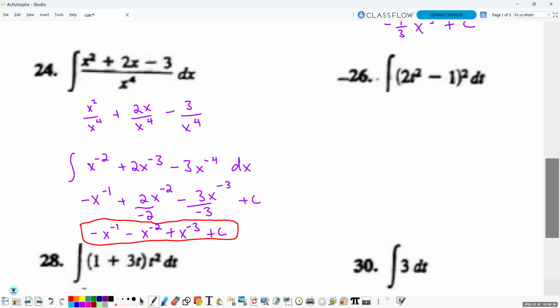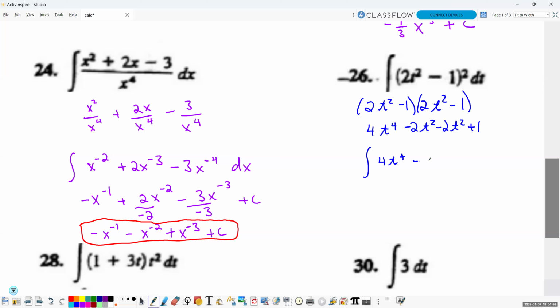All right. For 26, before I take the antiderivative, I'm going to multiply this out. So let's write 2t squared minus 1 times 2t squared minus 1. It's going to become 4t to the 4th minus 2t squared minus 2t squared plus 1, which becomes the integral of 4t to the 4th minus 4t squared plus 1 dt.